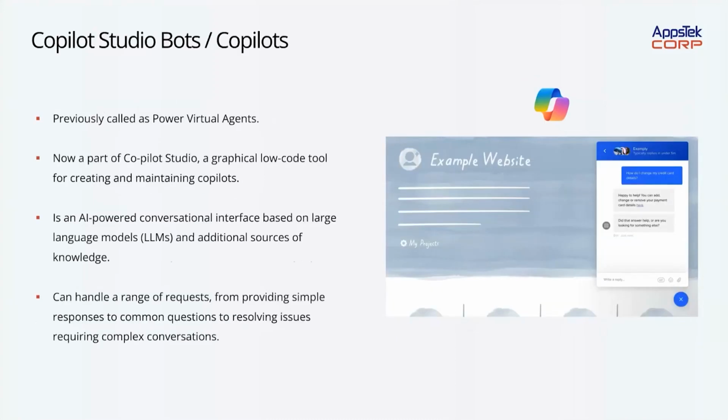What are copilots? You might have heard of the name Power Virtual Agents before. Copilots, or copilot bots, have the same capabilities and features and are now part of something called Microsoft Copilot Studio. This Microsoft Copilot Studio is a graphical low-code tool for creating and maintaining copilots. It is powered by AI language models and some additional sources of knowledge. It can act as a powerful AI companion that can handle a wide range of requests, be it simple responses to common questions or resolving issues using complex conversation requirements.